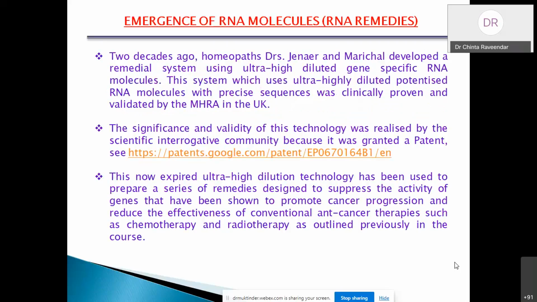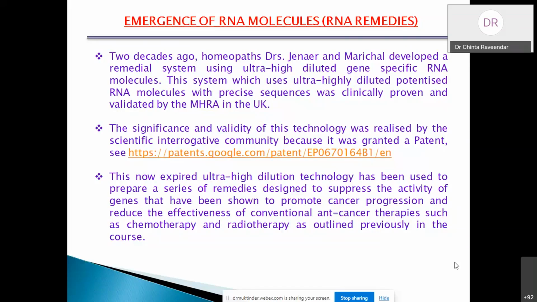I'm coming to the final part of my presentation. I'm directly coming to this RNA molecule. Two decades ago, homeopaths Dr. Jenner and Marital developed a remedial system using ultra-high diluted gene-specific RNA molecules. This system, which uses ultra-highly diluted potentized RNA molecules with precise sequences, was clinically proven and validated by the MHRA in the UK. The significance and validity of this technology was realized by the scientific community because it was granted a patent. The details are available in that particular expired patent.